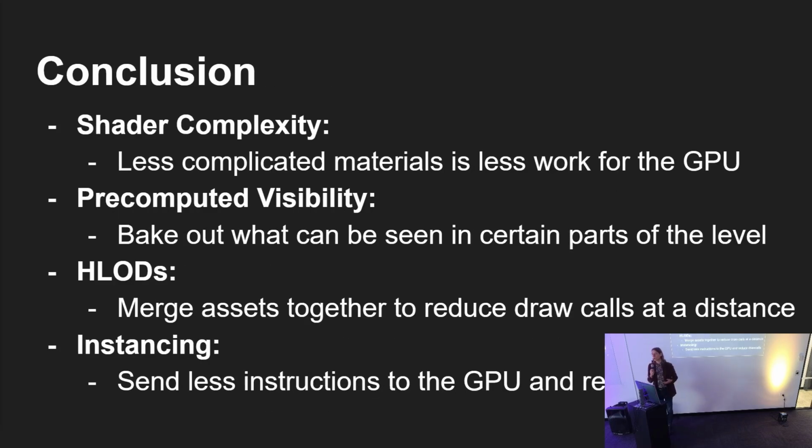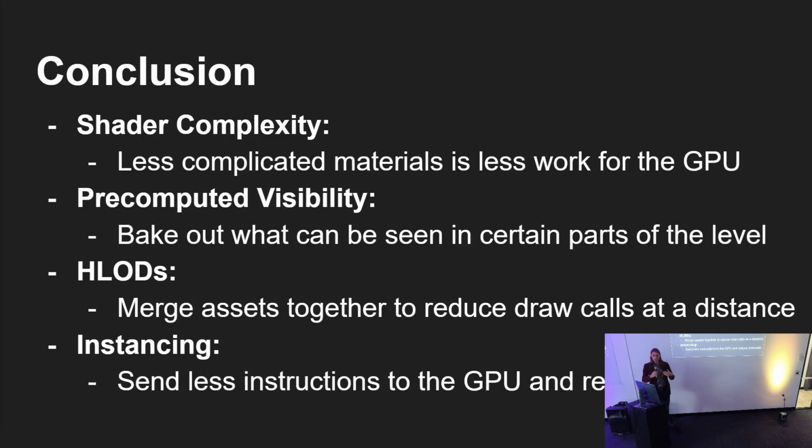So just to go over what we've gone over today, shader complexity: the cheaper and the less complicated materials are, the faster it is to calculate the color of these pixels. And precomputed visibility: we bake out all of these occlusion queries into small cells, into small boxes, so as we move through the level, we just change, and we don't have to do all of this real runtime occlusion queries.